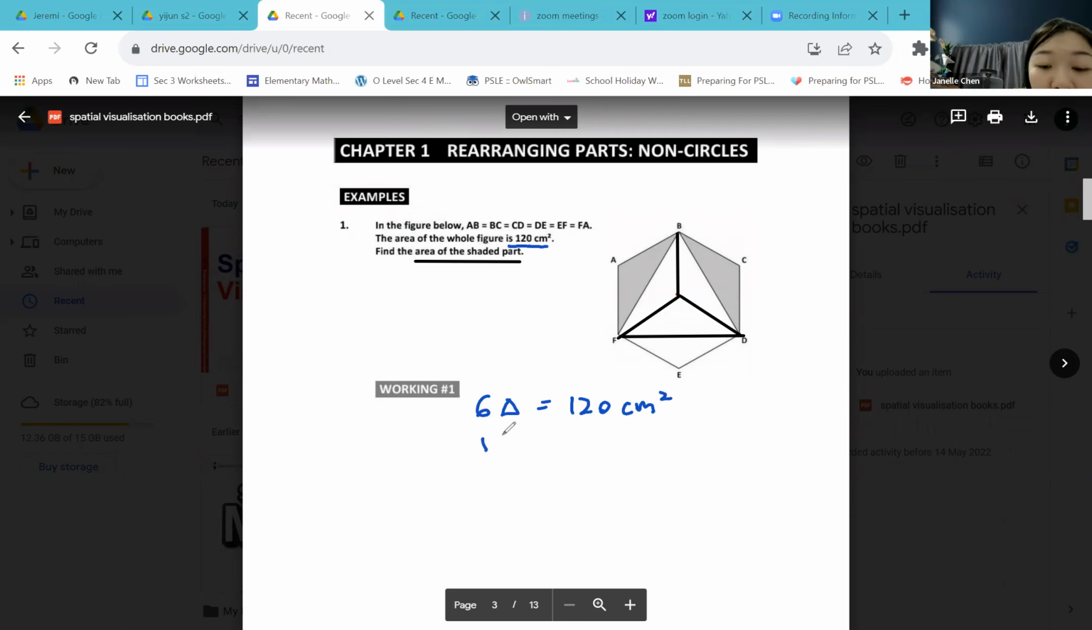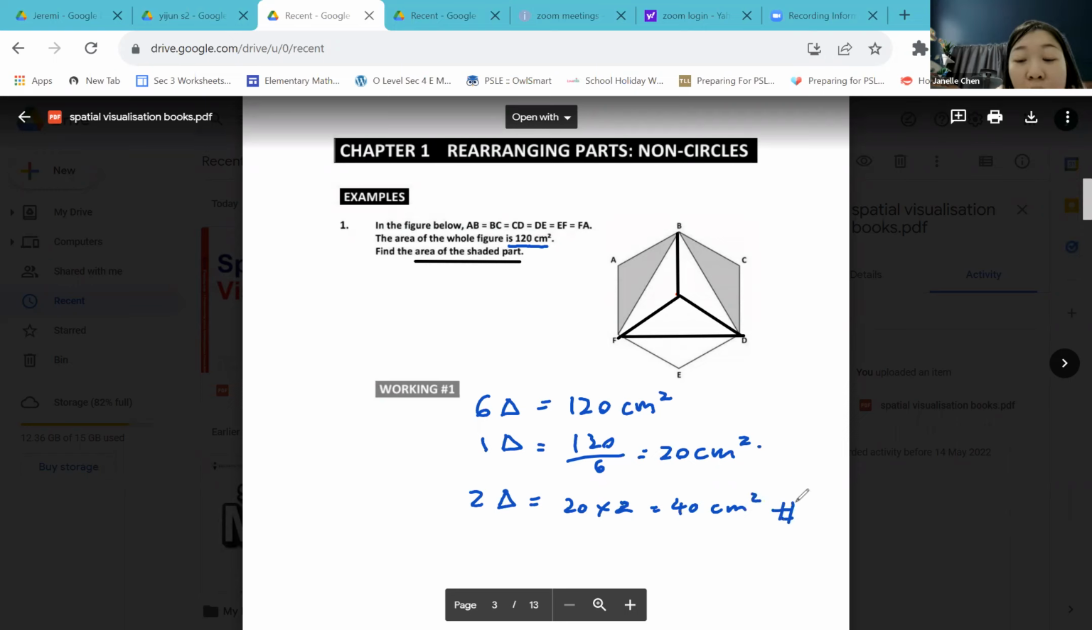So after that, we will be able to find the area of one triangle, which will give me 120 divided by 6. I will have 20 cm square. Isn't that easy? So after you get the 20 cm square, we need to find the shaded part, which is actually 2 triangles. So if we are finding 2 triangles, basically it's just going to be 20 times 2, and we will form 40 cm square, and that's the answer. So if you visualize it correctly, it will be very easy, like a piece of cake.